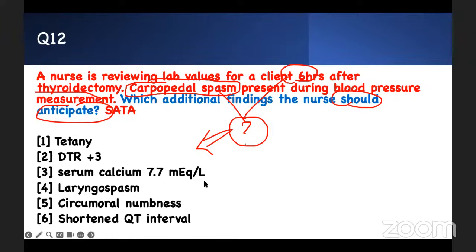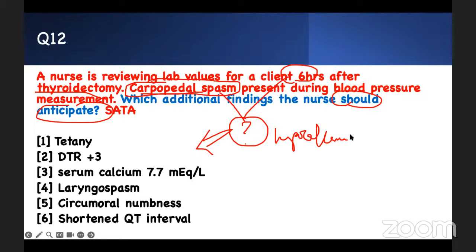I have thyroidectomy. I have done something to the patient, and that's why they're having carpal pedal spasm. It's a buzzword, right? What is the patient's problem? Hypocalcemia. That is what is giving you carpal pedal spasm. There's a name for it, I'm not going to tell you. You know it.